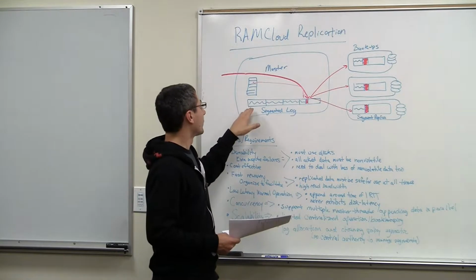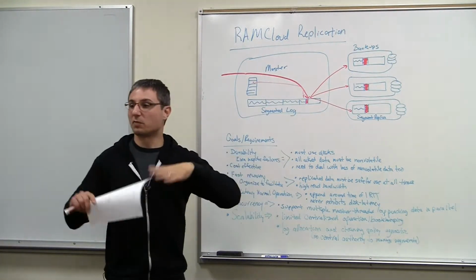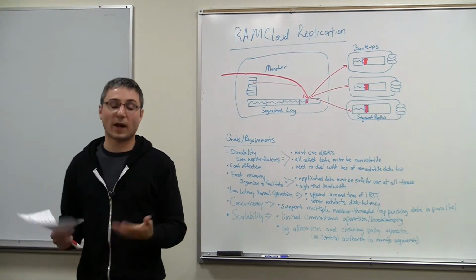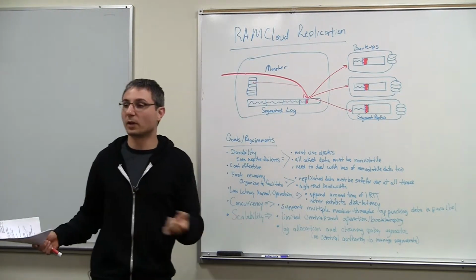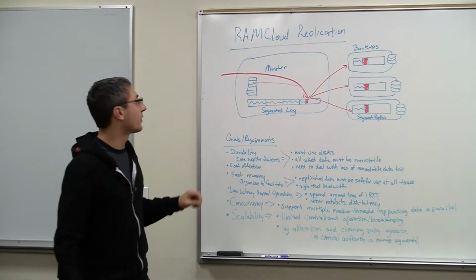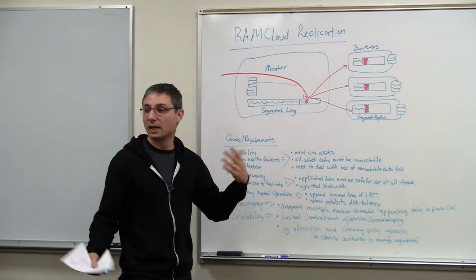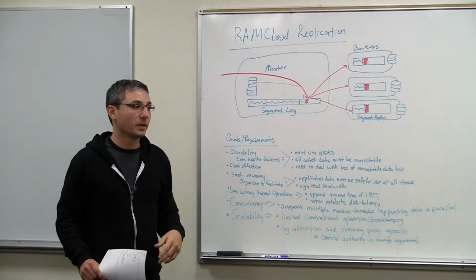So a particular master's log is actually scattered all over the entire cluster. The idea behind that is that when a node crashes, we can read from all of those disks in parallel. Each of the disks is only reading a very small fraction of the crashed master's log, but we can use the entire aggregate disk bandwidth at once.